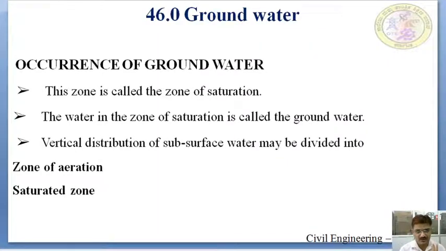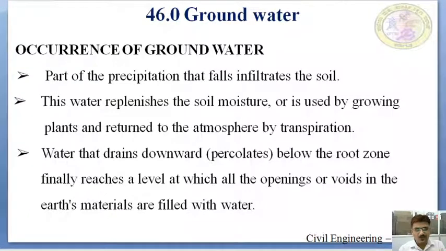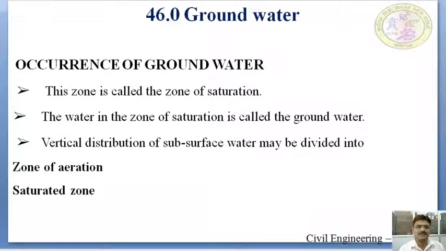There are two zones. The first zone is the zone of aeration and another one is the saturated zone. The zone where water drains downward below the root zone, finally reaches the openings or voids, and where the earth materials are filled with water, is called the zone of saturation. This zone of saturation is called groundwater.